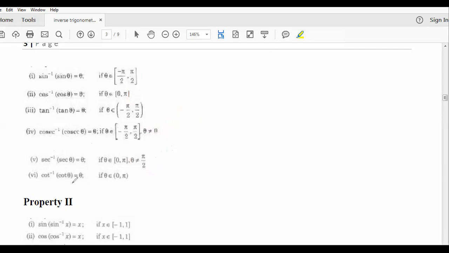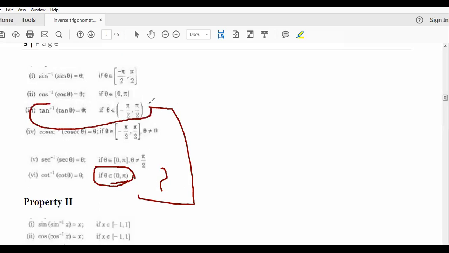Then cot inverse cot theta, again the same way. The value of theta lies between 0 to pi. This varies from tangent theta. They are not equal. So remember this thing. The theta in this case lies between 0 to pi, but in case of tangent theta, it lies between minus pi by 2 to pi by 2. So remember this thing. This is your CTM, commit to your memory. Very important thing. Is it clear?